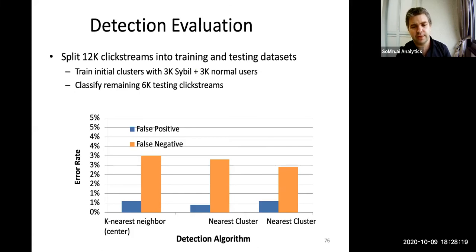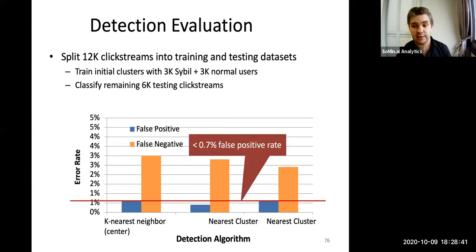You're still getting false negatives quite high. So you still get some Sybils detecting the real users, but overall you can see the error rate is quite low for this type of task, and with around 3% error, you can do a quite good job in detecting these accounts through clickstream analytics. And that's what the modern social network algorithms are doing.